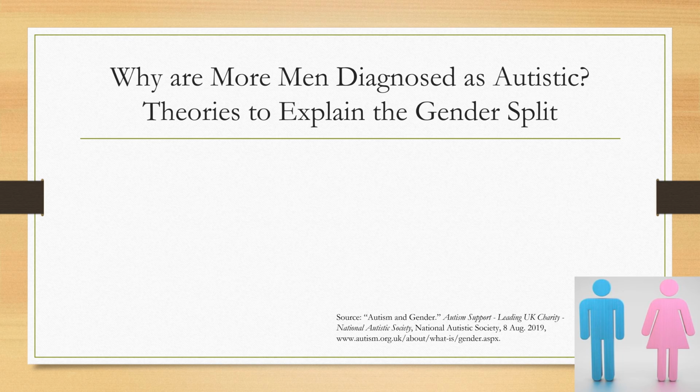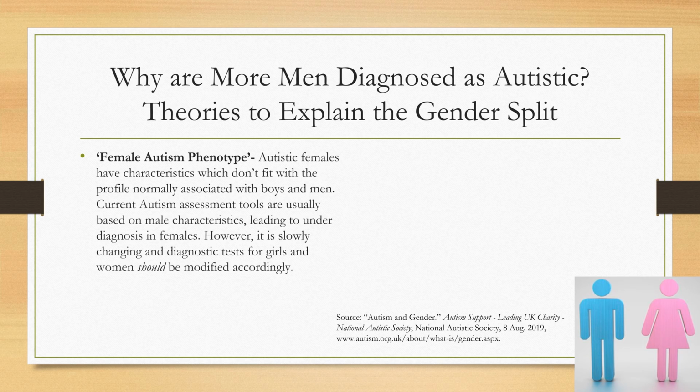Why are more men diagnosed as autistic? Theories to explain the gender split. So there is a female autism phenotype. Autistic females have characteristics which don't fit with the profile normally associated with boys and men. Current autism assessment tools are usually based on male characteristics, leading to underdiagnosis in females. However, it is slowly changing, and diagnostic tests for girls and women should be modified accordingly.